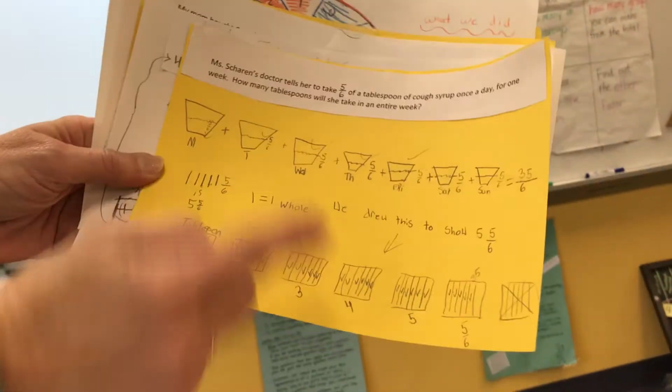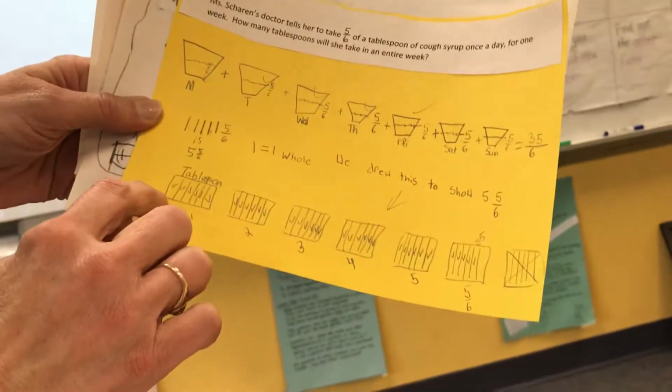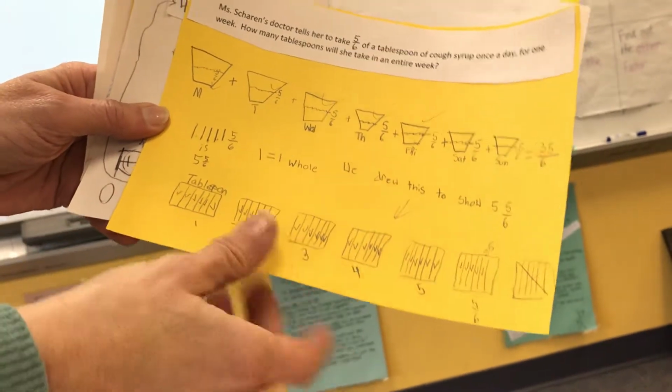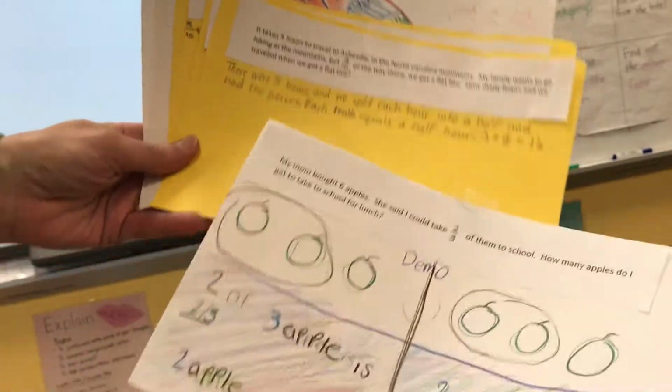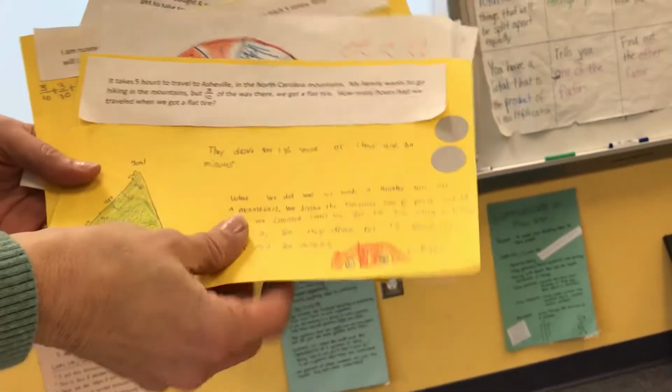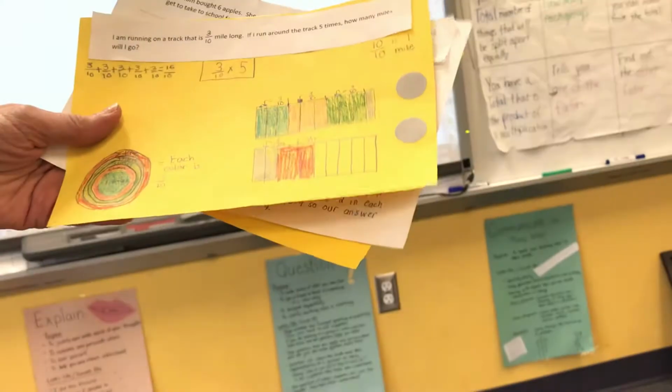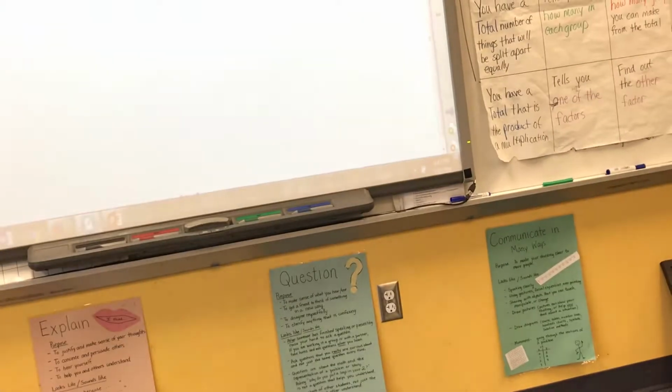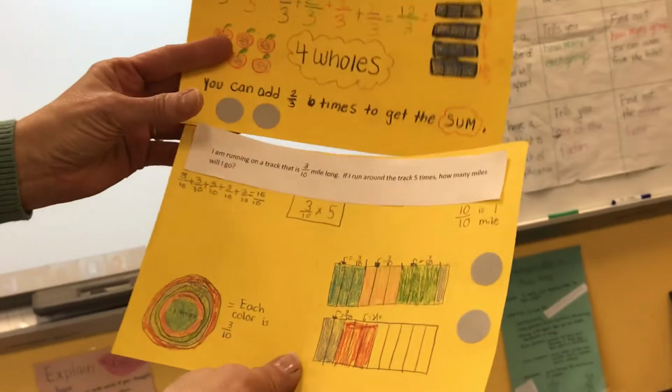This was taking cough medicine. And when they got 35/6, they actually put it into 6/6 and counted out the wholes. This one was a little bit more to read. Different ways that they saw 2/3 of 6 was on here too. The teachers have actually voted on the one that was the clearest, and the two winners are these two.